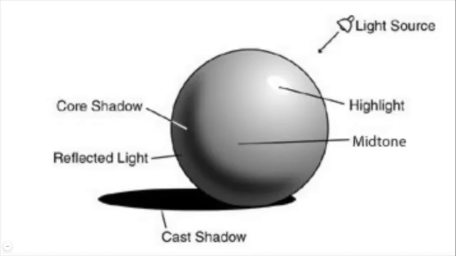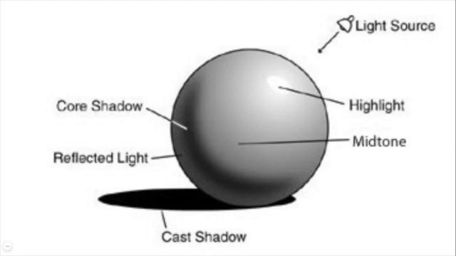Adding value to a picture can make objects appear three-dimensional. Let's look at this sphere. There are 5 values in this picture. The lightest part is called the highlight. That is where the light is directly hitting the sphere. The next lightest value is the reflected light. It is located on the bottom of the sphere. The light is bouncing off the table and hitting the sphere in this area.